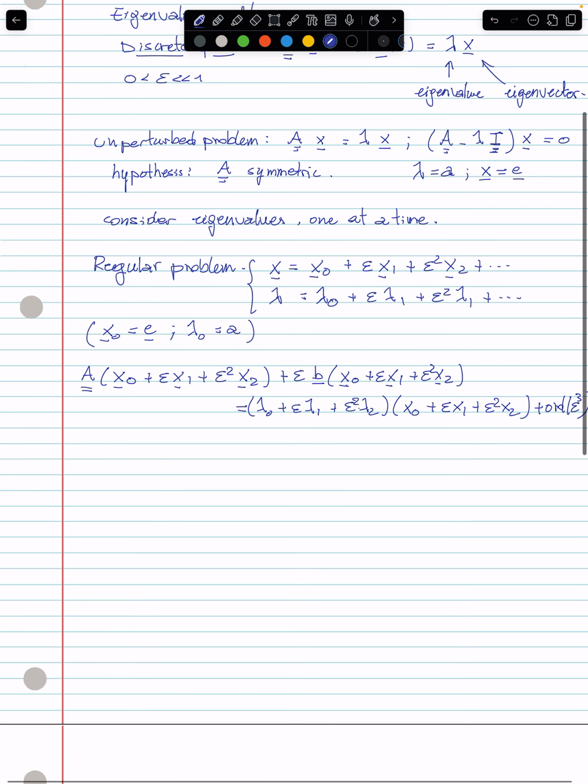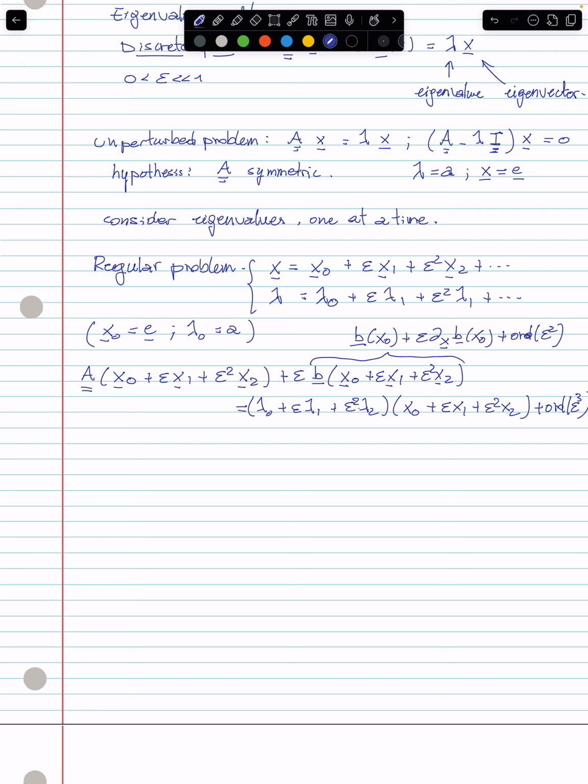We could probably rewrite this and use a series expansion of B. We will assume that B is sufficiently regular in the neighborhood of x0 so that this can be written as B of x0 plus epsilon times a Jacobian of B evaluated at x0, plus higher order terms. All right, like this. And this is clearly how we're going to get rid of the nonlinearity of the problem.